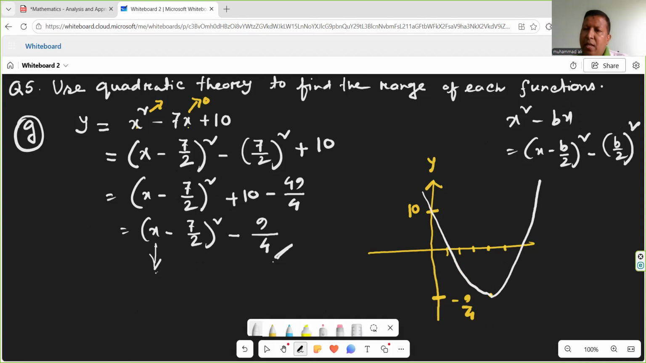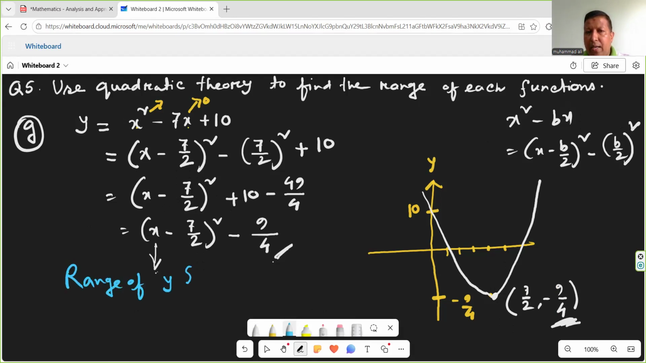We are considering the minimum value of this curve. So this coordinate is 7/2 and minus 9/4. So this value is the minimum value or lowest value of this curve. That's why you can say the range of y is such that y is greater than or equal to minus 9/4. You can check, all the y values are greater than or equal to minus 9/4.